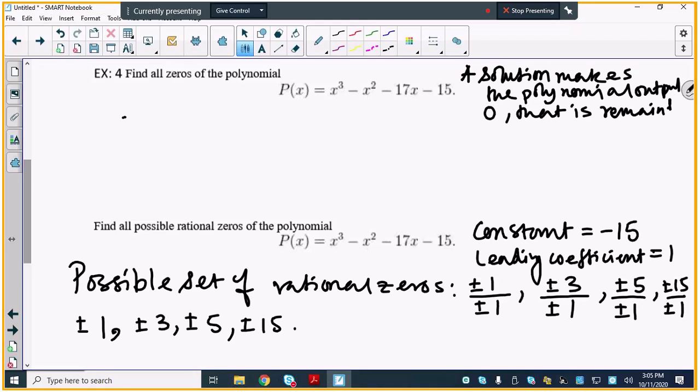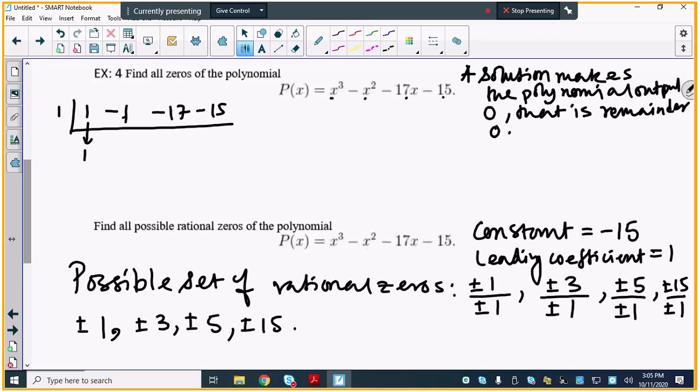So when I do the synthetic division by these possible rational solutions, the remainder of the division must be 0. So let's start with 1 and see how much is the remainder. It's a 3-degree polynomial. I have the 3-degree term, 2-degree term, 1-degree term, and the 0-degree term. So the complete polynomial: 1, negative 1, negative 17, and negative 15. And I'm trying 1 first.